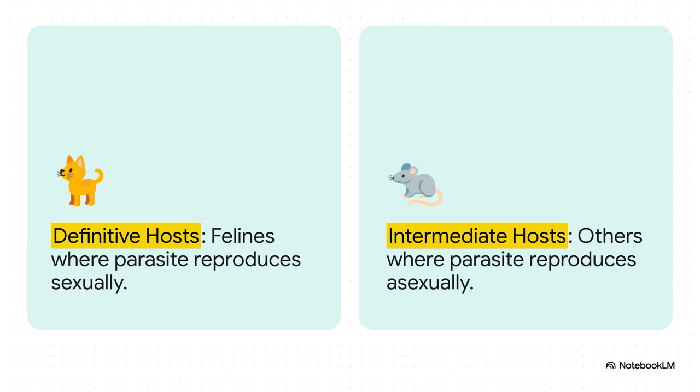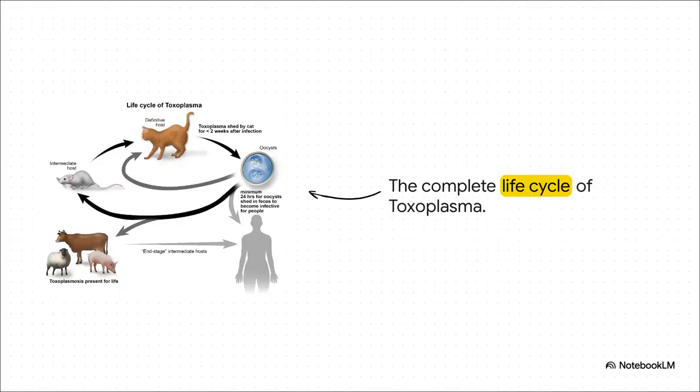On the flip side, you've got intermediate hosts. That includes us humans, along with all other warm-blooded animals. Inside of our bodies, the parasite can only reproduce asexually. The life cycle of Toxoplasma is honestly like a giant biological puzzle.